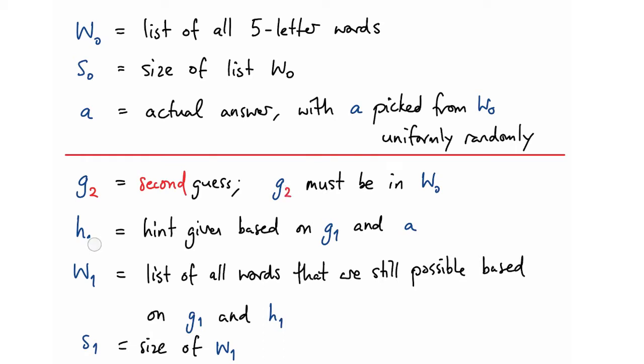And W2 being the words that remain after we make the guess and we get the hints back in the second round. So all the feasible words. But remember that this list of feasible words is going to have to also take into account which words were feasible in the first round. And then also similarly, we have S2, which is going to be the size of W2.